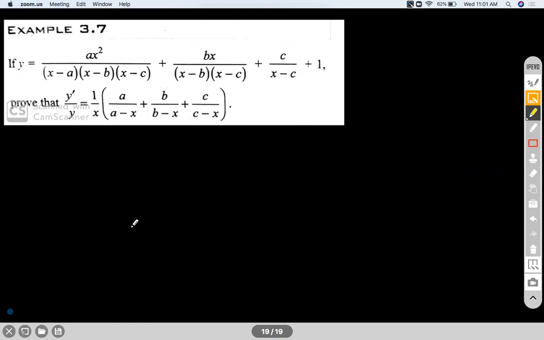Y dash means dy by dx, okay? This y dash means dy by dx. Y dash by y is 1 by x times that expression. Ax square plus bx plus c. Degree of denominator is always one more than degree of numerator.